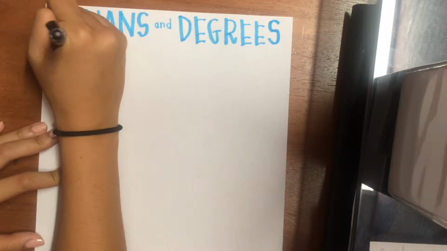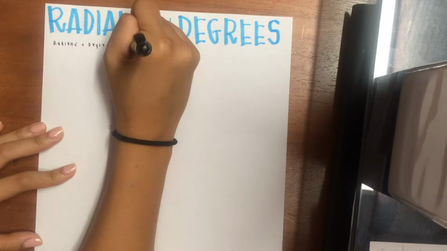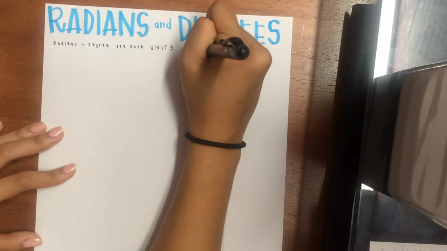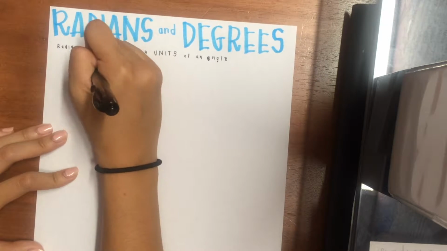Hi, I'm T and today I'm going to show you how to convert between radians and degrees. Radians and degrees are measurements or units used to determine the angle on a circle.